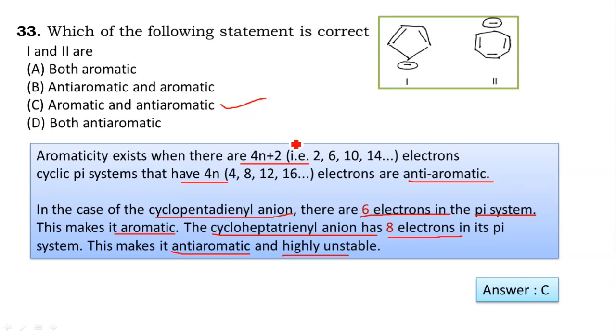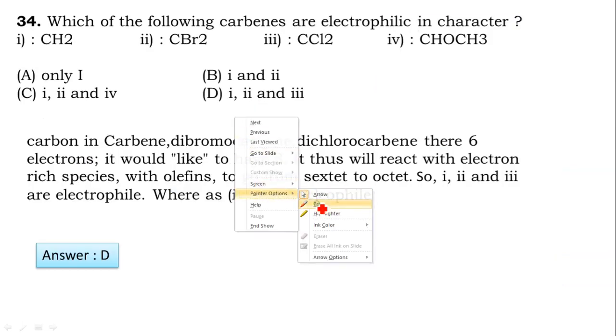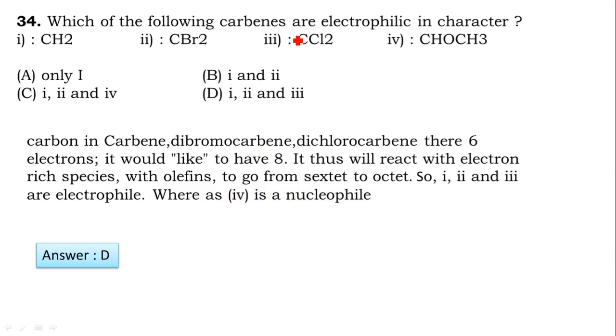Okay. Next question, 34. Which of the following carbenes are electrophilic in character? CH2, CBr2, CCl2, CHO, CH3. Listen, the carbon atom in the carbene, that is dibromocarbene and dichlorocarbene, has 6 electrons. You see, in dibromocarbene and dichlorocarbene, there are 6 electrons. That is, listen here.